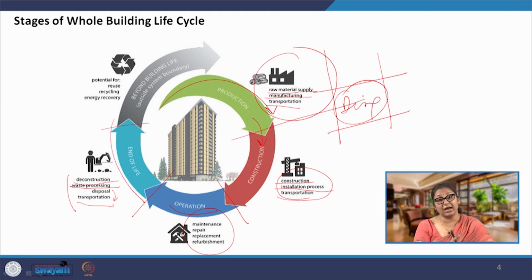In case we have the recycling potential, the material which we have identified here and transported will be sent for recycling, reuse or energy recovery. So, there may be some post processing which might be used, or we might be upcycling into some other form. So, this is beyond the building life, which is even after the building has completed its complete cycle of life, and it is further going into the use in case it is processed, and that is what we are seeing as the different stages of whole building life.